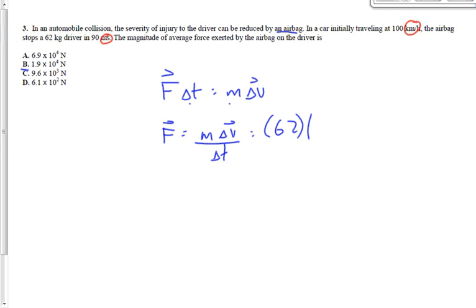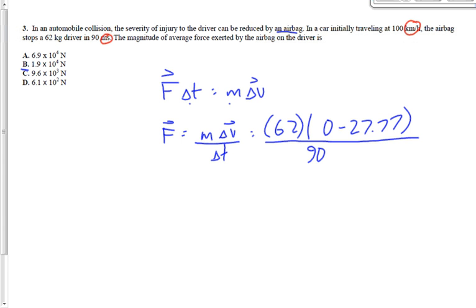Or it would be 0 minus 27.77, right? Because it's got to be converted to meters per second. What's the conversion again from kilometers per hour to meters per second? Yep. Good, good. The time here is 90 milliseconds.